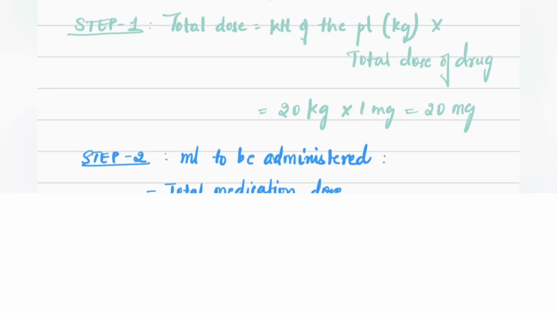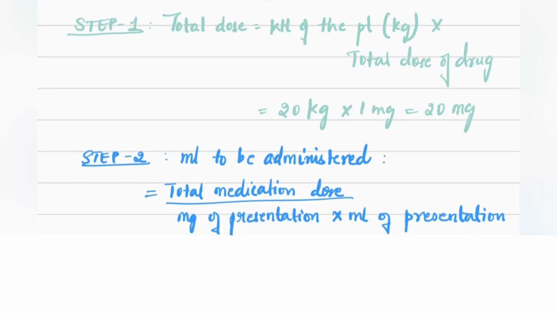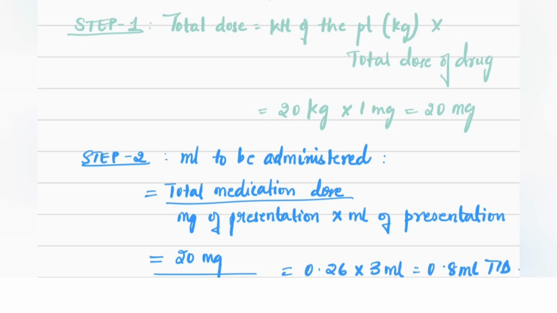Step 2 is ml to be administered. The formula is total medication dose divided by milligram of presentation into milliliter of presentation, which is equal to 20 milligrams divided by 75 milligrams into 3 milliliters, which is equal to 0.26 into 3 milliliters, which is equal to 0.78 milliliters to 0.8 milliliters given TID.